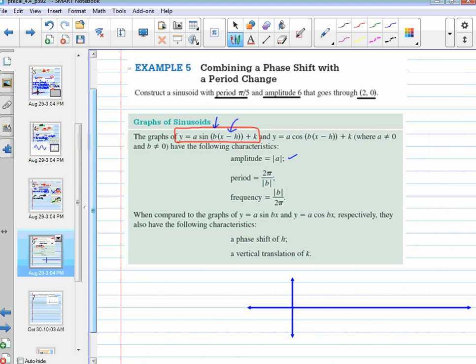Amplitude, same thing in this formula. Period, same formula. Frequency, same formula. It's just made it easier for us to figure out the phase shift is h, horizontal, left to right. Vertical translation is still k, right here in the end. So nothing else is different on that one. Now notice what they want us to do. They want us to construct a sinusoid that has this period, this amplitude, and it goes through that point.